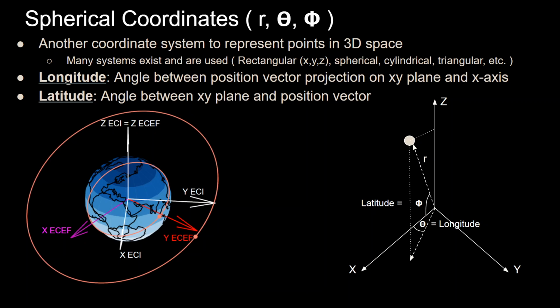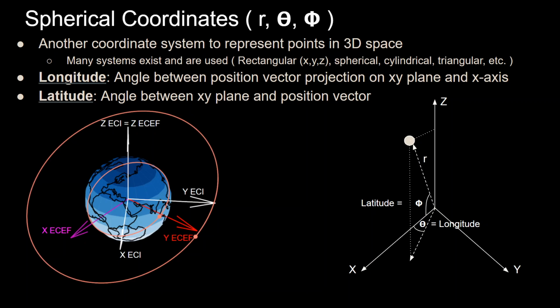So spherical coordinates are just another coordinate system to represent points in 3D space. The most common you see out there obviously is X, Y, Z, but there are many more systems that exist and they're all equally valid and can be useful in different situations. So there are coordinates like spherical, cylindrical, triangular, polar. There's a lot of things you can do.